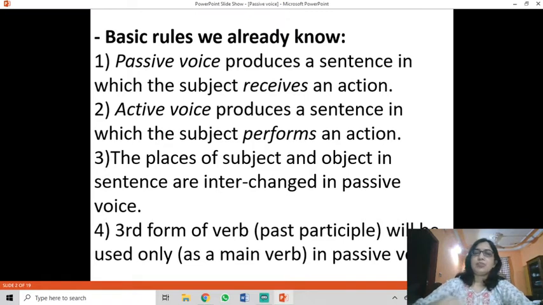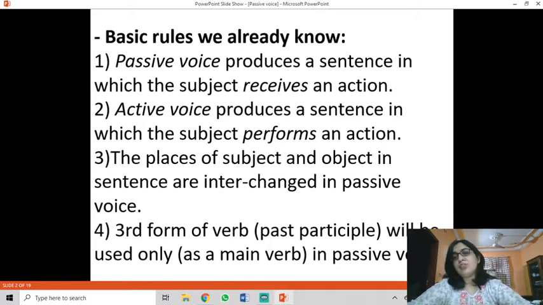I'll show you the sentences and examples, then you will understand it better. Active voice produces a sentence in which the subject performs an action. So there is a doer of the action, but in passive voice you're primarily not going to talk about it. Instead, you're going to talk about the subject in an indirect way. The places of subject and object in sentences are interchanged in passive voice. So you're going to change the positions.